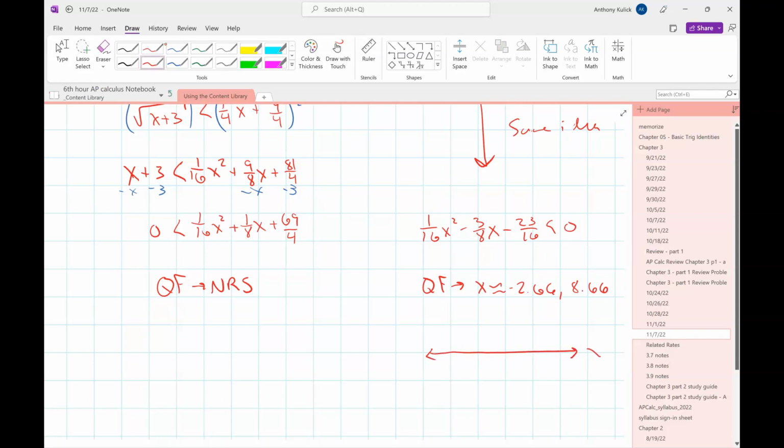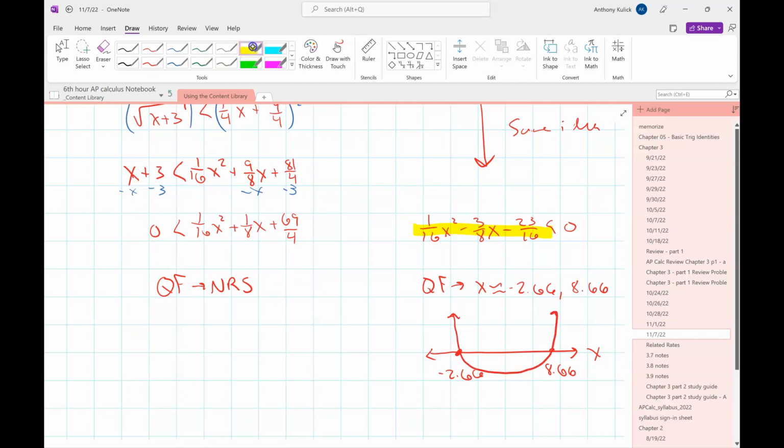Well, let's just think about the picture, right? So here's the x-axis. Here's negative 2.66. Here's 8.66. When I draw this parabola, should it be opening up or opening down? Up. Why? X squared value is positive. The leading coefficient is positive. Very good. So it should look like this.